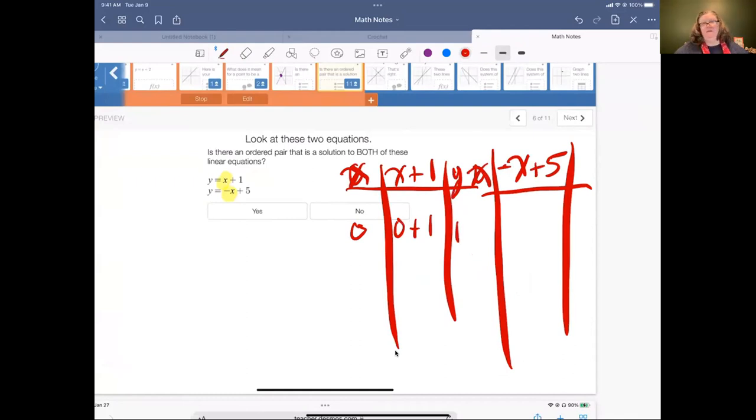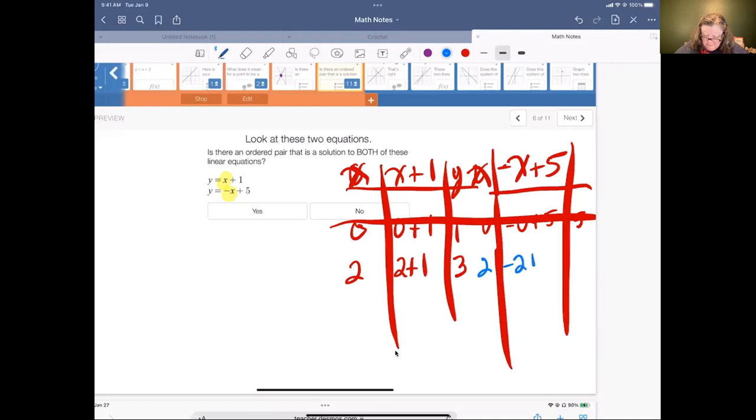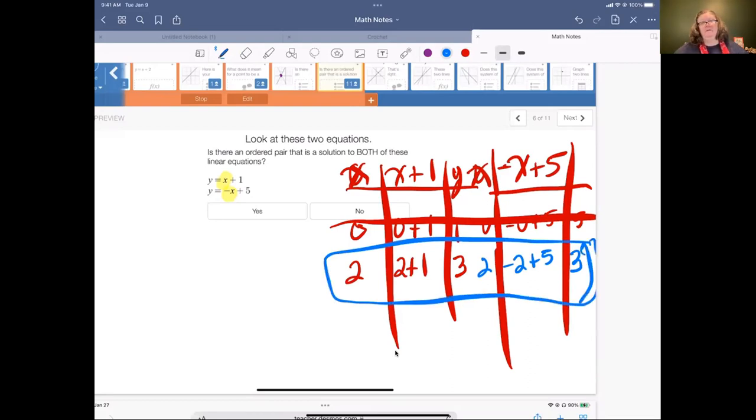my first equation, I get 1. We know that's not going to work over here. If I put in a 0 on this side, negative 0 plus 5 is going to be 5. So 0 isn't a solution. We know what a solution is because we just graphed it. So I'm going to throw in a 2. This would be 2 plus 1 equals 3. Do this in a different color. If I put a 2 in on this one, negative 2 plus 5 also equals 3. That means that 2 comma 3 works.